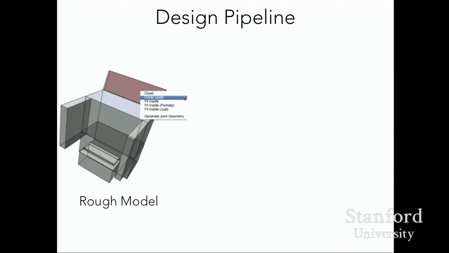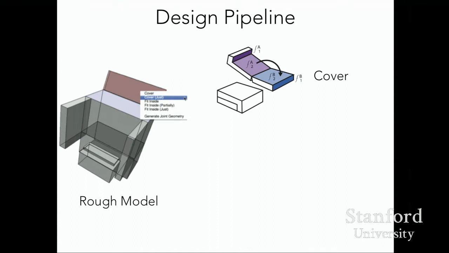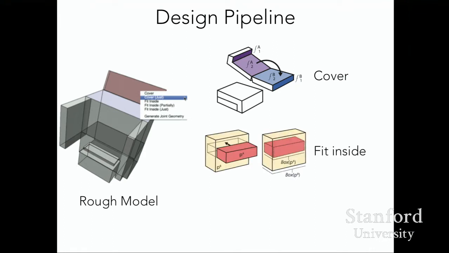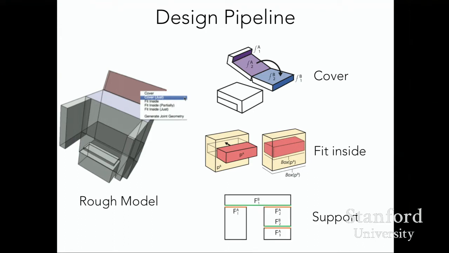And then what we allow the user to do is specify specific functional relationships between different parts of this design, or different parts of this 3D model in this case. For instance, you might say that one part of the model has to cover another part of the model. Or you might say that one part of the design has to fit inside another part of the design. Another functional relationship we support is support: one part should be supported by other parts inside of the design. By specifying these functional relationships, the user is telling us something about the desired functionality of this object that they've roughly modeled.